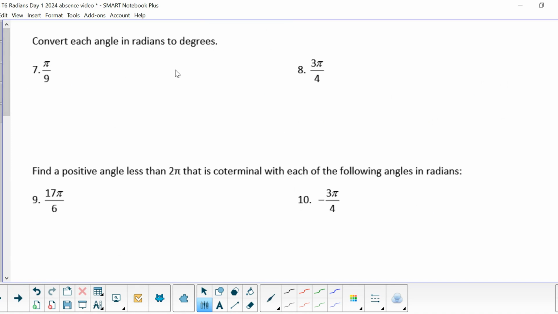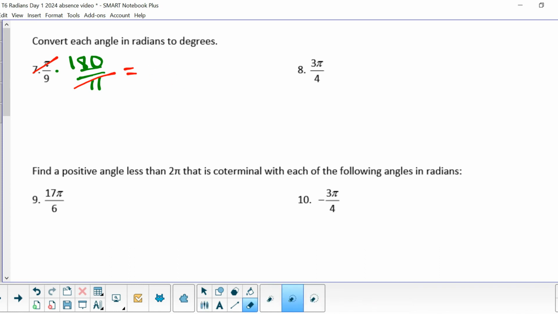Okay, moving on here. So now we're going to go in the other direction, which is a little bit easier now because these are in radians with pi already. So you don't have to worry about dividing the pi out. So we're just going to convert these by multiplying by 180 over pi. So again, the nice thing about this is that the pi's will cancel. And so now you're literally just doing 180 divided by 9, which gives you 20 degrees.